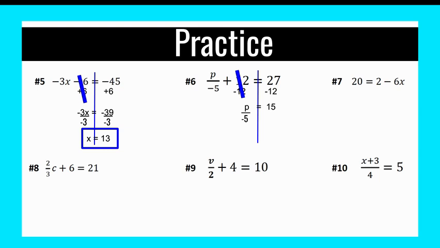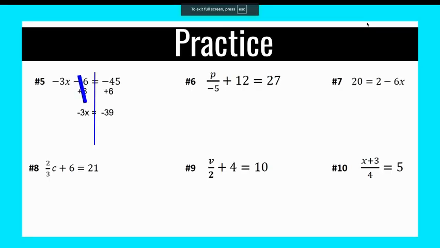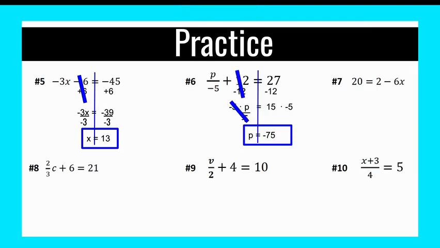Since I'm dividing by negative 5, I'm going to end up multiplying both sides by negative 5. You always want to do the opposite. Those will cancel, so I'm left with p. Negative 15 times negative 5. Ooh, excuse me, that's not negative 45. That should be negative 75. Negative 75. Okay?